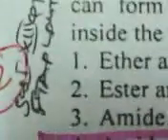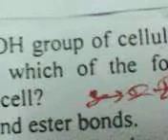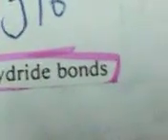Here we come to question number two. The COOH group of cellular amino acids can form which of the following bonds inside the cell? The answer is number four, amide and carboxylic anhydride bonds. Amide and carboxylic anhydride bonds is correct. Here, this is the 3.4, hydrophobic bonds, etc.